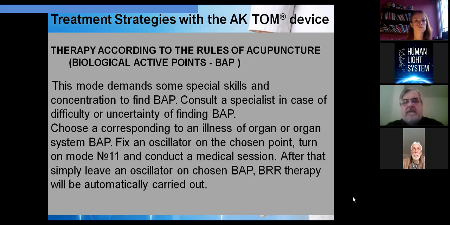The mode 11 has a modulation with low frequency, especially developed and fixed for these active points. The program 11 is used if we want to activate these points. If we want to deactivate these points, we use program 2 again.